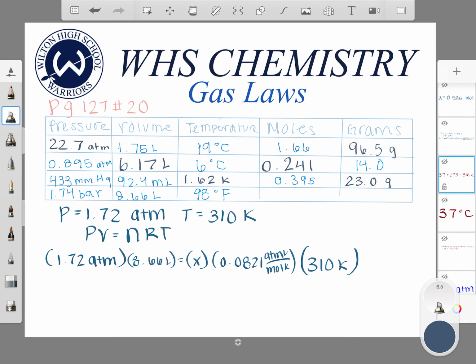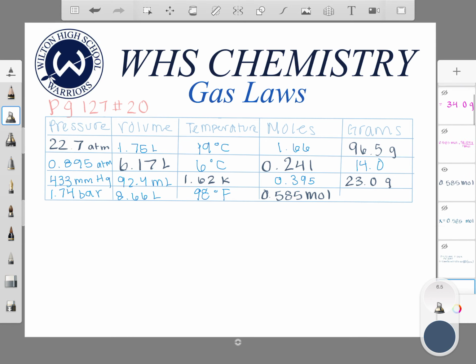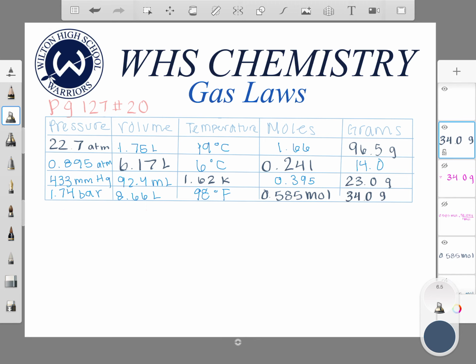All right, and we're going to plug into PV equals nRT. So just the same as usual, and we're solving for moles here. So just solve for x, and then x is going to equal 0.585 moles. And we're going to just fill this into our table. And next, we're going to solve for grams. This is our last one. So we're just going to use dimensional analysis as we have for our other problems. And we get 34.0 grams is the amount of butane for this last row. And we're going to just fill that in, and we're all done.